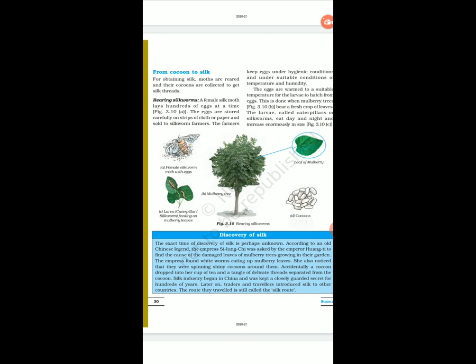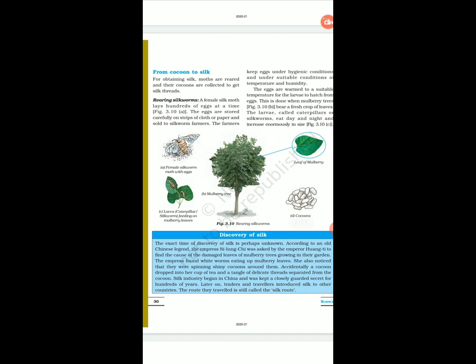For obtaining silk, moths are reared and their cocoons are collected to get silk threads. Wool कैसे करते थे? The sheep are reared. Here the cocoons are reared and then they are collected to get silk threads. How is it done? Rearing silkworm. A female silk moth lays hundreds of eggs at a time. You can see it in the figure 3.10a. Right? It is releasing hundreds of eggs.